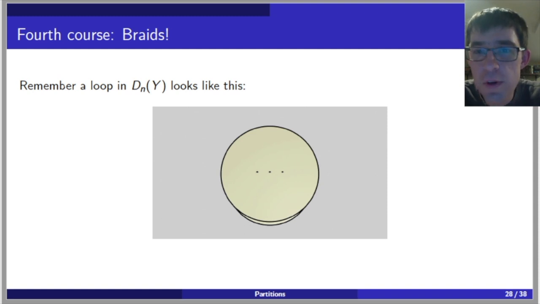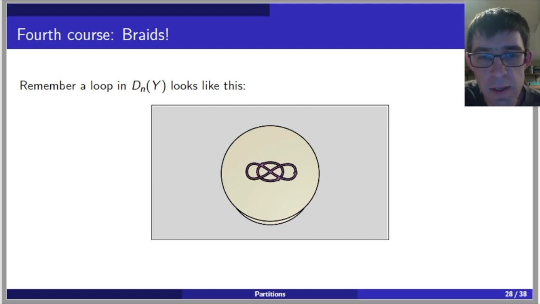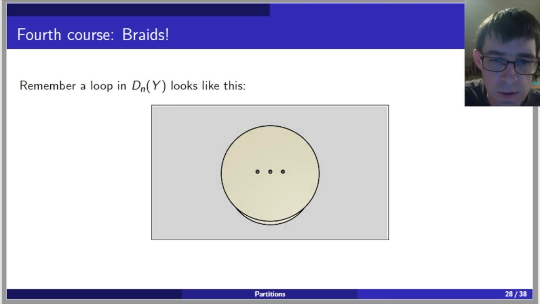Okay, and the fourth course concerns braids. We're going to get some fancier pictures here. Remember, a loop in the configuration space looks something like this, right? This was a loop. What happens when you start with a loop in the domain and then you send it over into the configuration space? You get something that looks like that.